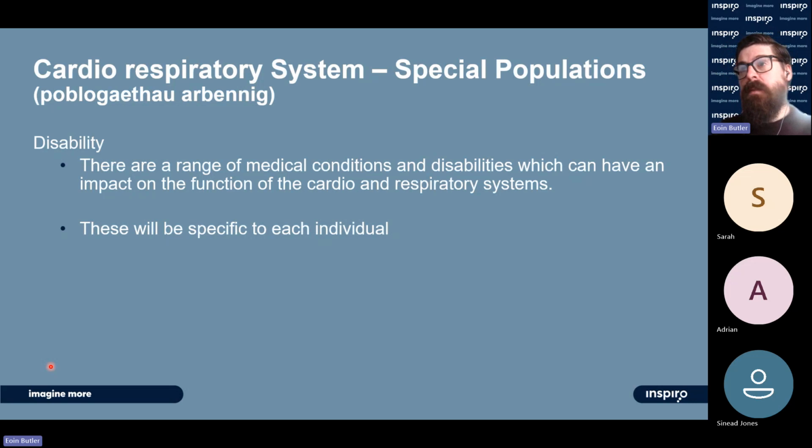Other than the individual themselves, obviously we can look at medical professionals to give us more advice and guidance. If they're working with a physiotherapist or a consultant, we can contact them and ask for advice and guidance as to how best to program for this individual.